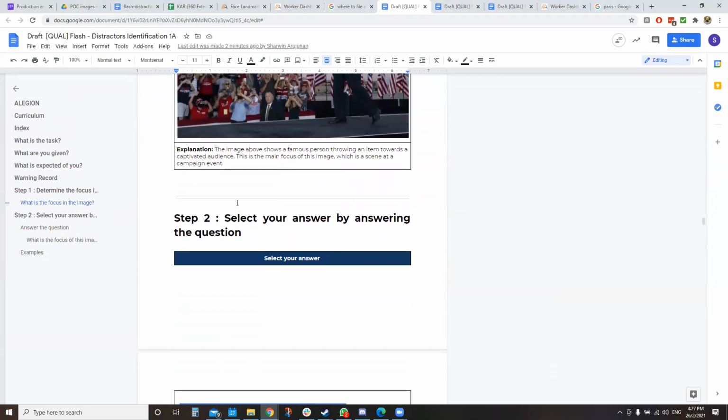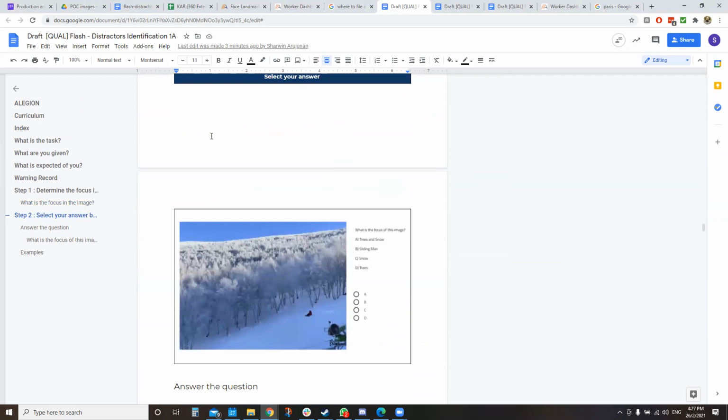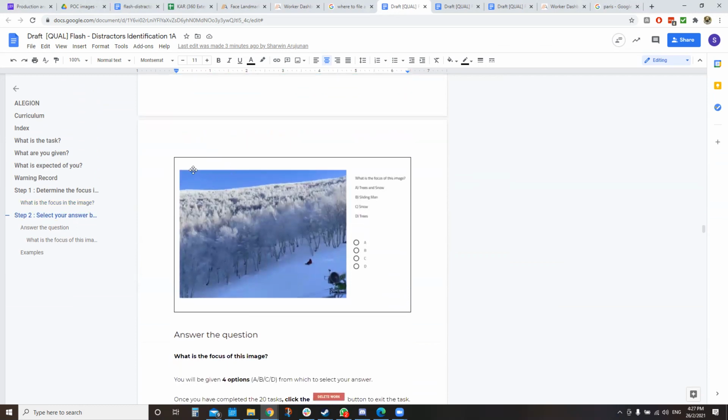So next would be selecting your answer. Look at the picture, select the answer. Obviously, I'm not going to give you the answer. I'm just going to guide you. Should we look at the picture? Obviously, you know that the snow and the tree is a major thing here.